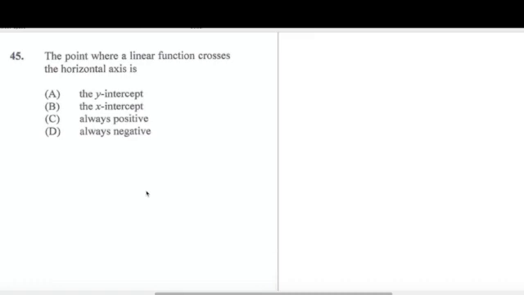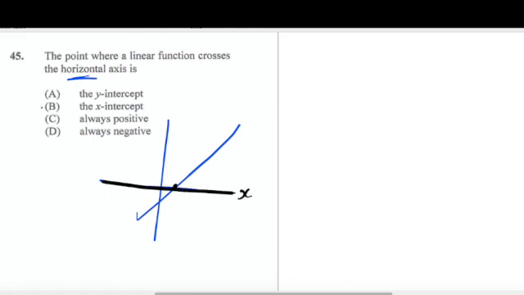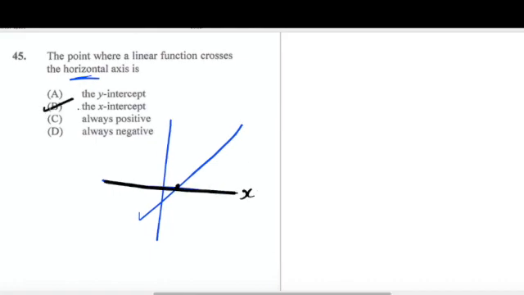The point where a linear function crosses the horizontal axis is... So the point where a linear function crosses the horizontal axis, that is this axis here, the x-axis, so it is the x-intercept.